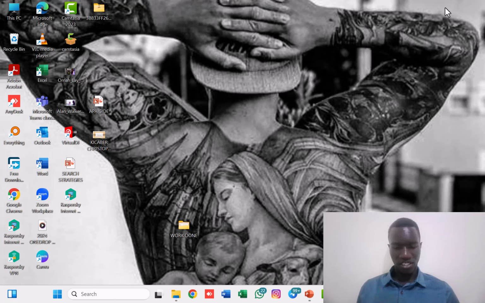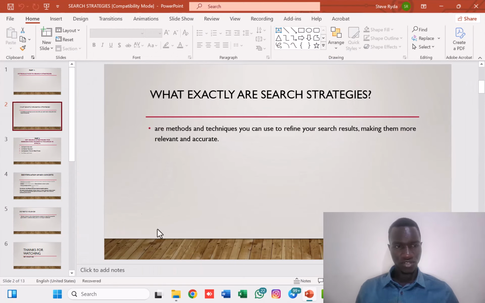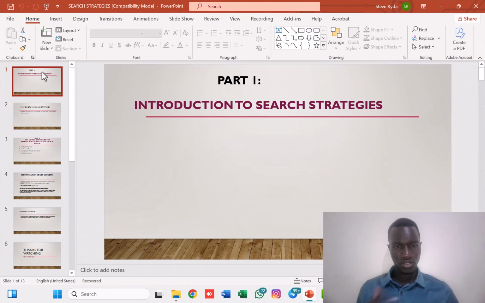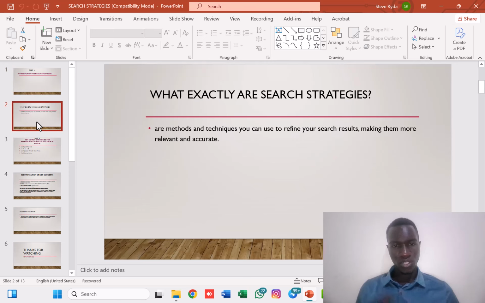Today, I'll be taking you through search strategies, and you may ask yourself what search strategies are. So today we shall have an introduction to search strategies. What are search strategies in information literacy? You're studying information literacy, so what exactly are search strategies?